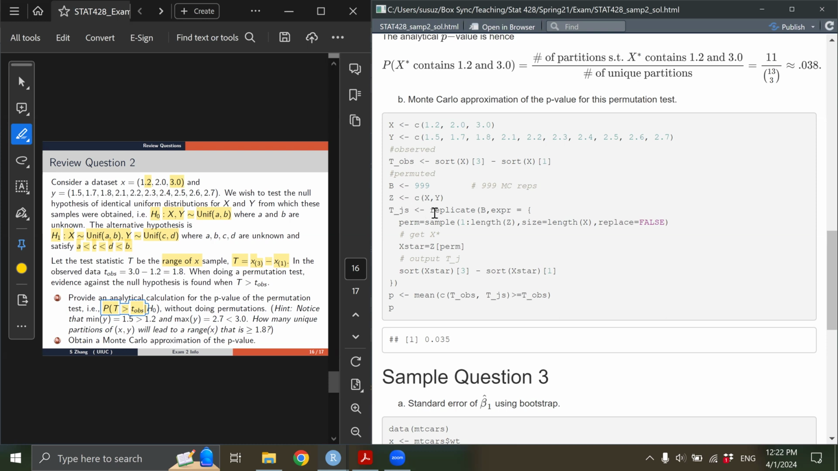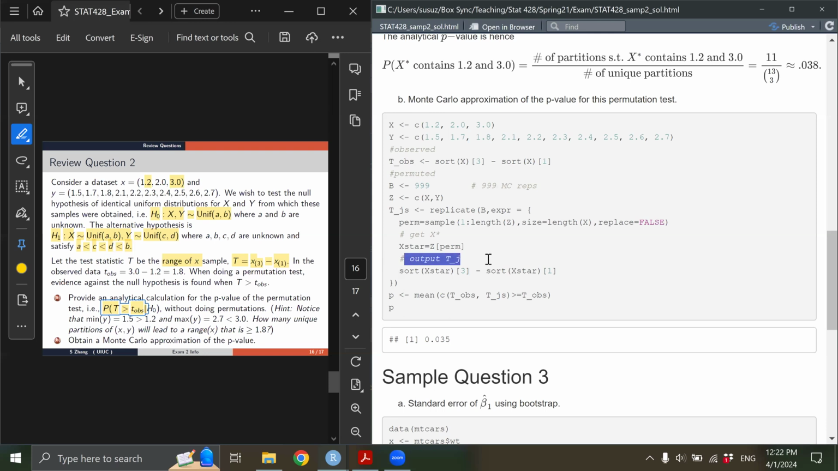We're going to use the replicate function for 999 replications to obtain the permutation distribution of the range, the test statistic. In each replication, we sample without replacement 3 out of the 13 indices. And we say that X star, which is the new partition of our X containing 3 shuffled X's, is the entries in Z that correspond to the sampled indices. The remainder are going to be Y's, but our test statistic does not require the Y's, so we can save that.